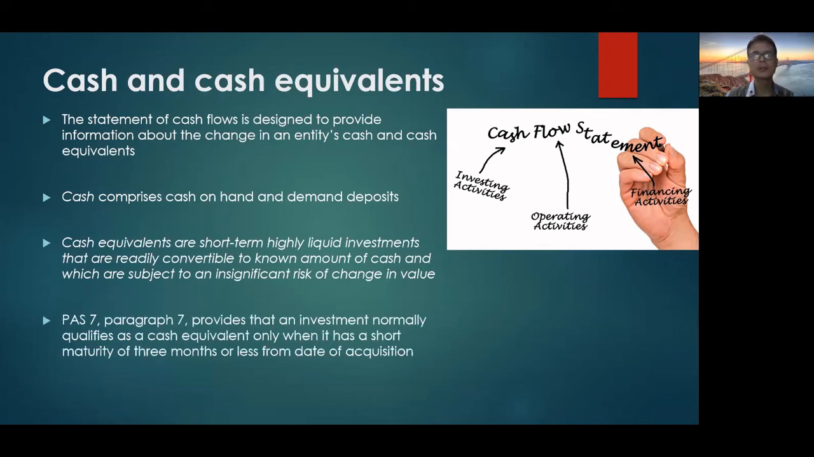PAS number 7, paragraph 7, provides that an investment normally classifies as cash equivalents only when it has a short maturity of 3 months or less. So you can only classify that as a cash equivalent if these highly liquid investments are in the range of within 3 months or less.